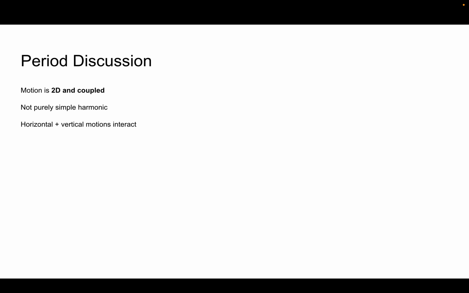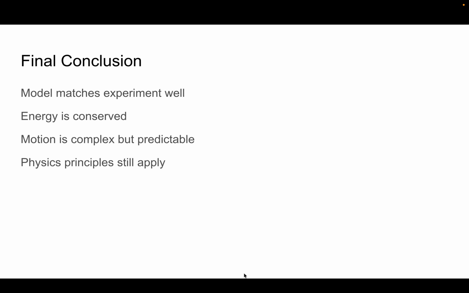The difference in these periods occurs because the motion is two-dimensional and coupled. Unlike a simple vertical or horizontal oscillation, the mass swings while also stretching the spring. The horizontal and vertical motions influence each other, which causes the periods in x and y to differ slightly. This illustrates how real-world motion can combine multiple simple harmonic behaviors into a more complex pattern.